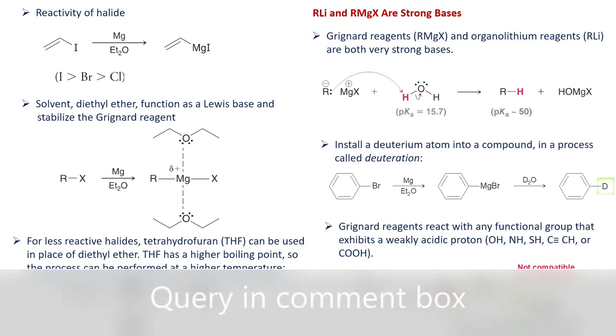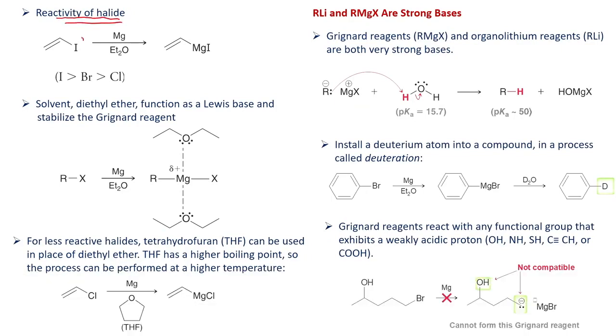Now we come to the reactivity of halides. Vinyl iodide, when reacted with magnesium in the presence of diethyl ether as solvent, will give you the Grignard reagent. The order of reactivity is that iodine is much more reactive than bromine, and bromine is much more reactive than chlorine. Diethyl ether has its own role. And what is its role?